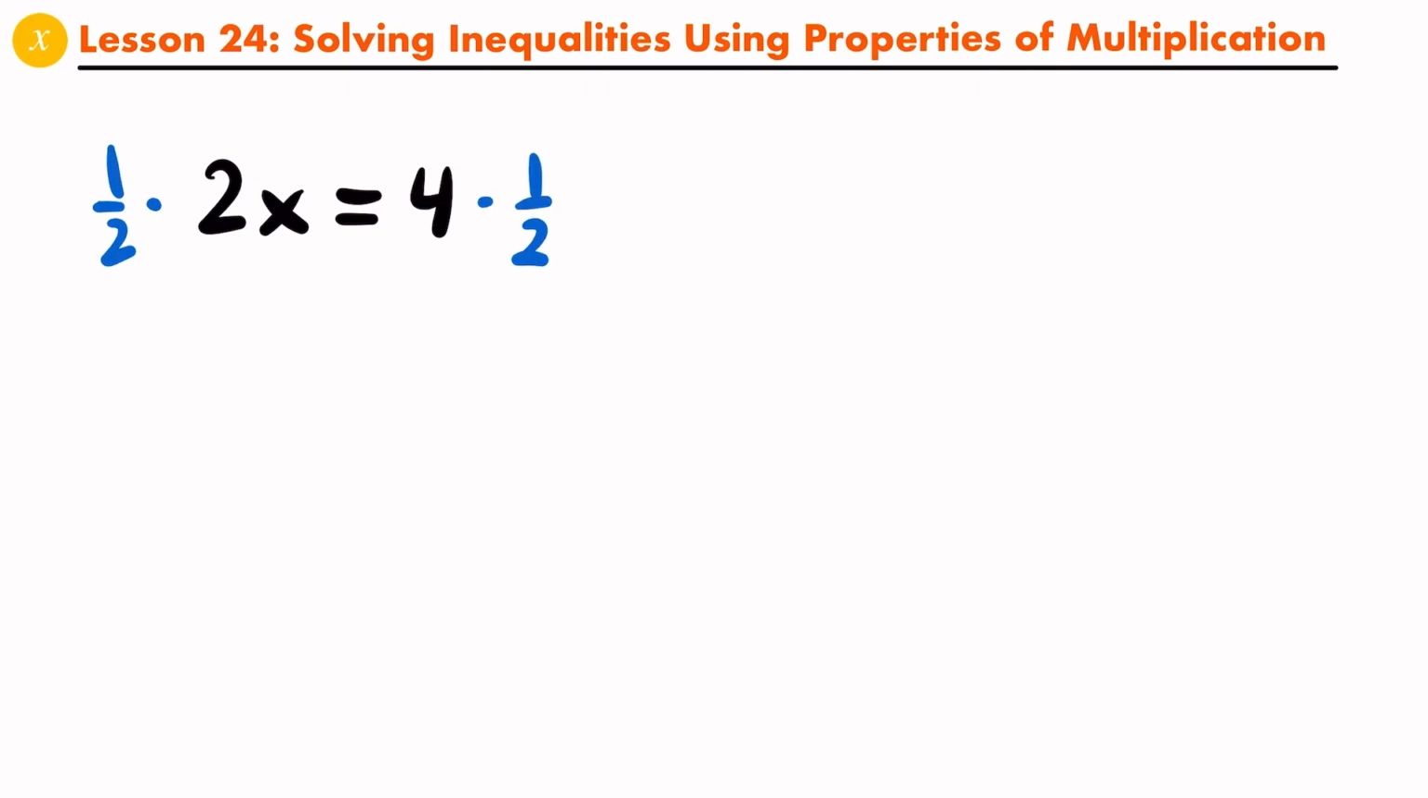And so by doing that, 1/2 times 2 is just 1. Those two constants cancel each other out. They multiply to be 1, and 1 times x is just x, so you get x is equal to 4 times 1/2, or you could think of it as 4 divided by 2, which is 2. And x equals 2 is the solution to this equation. If you substitute in 2 for x in the original equation, you have 2 times 2, which is equal to 4.